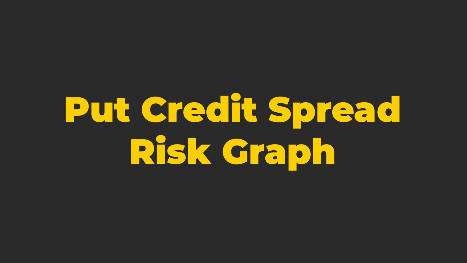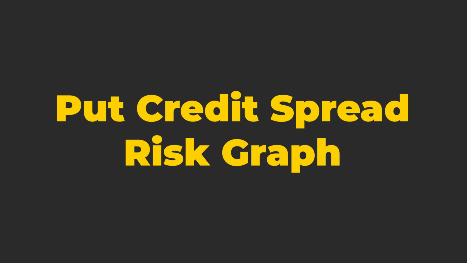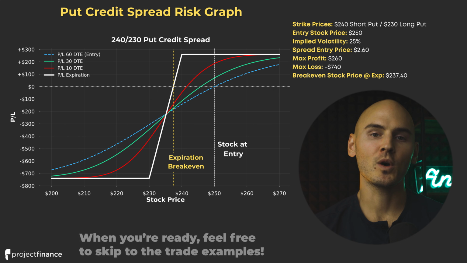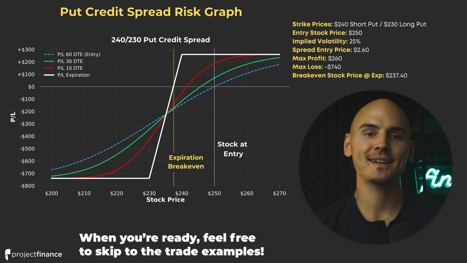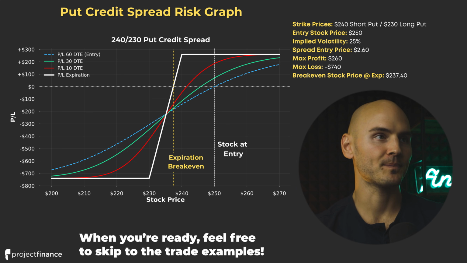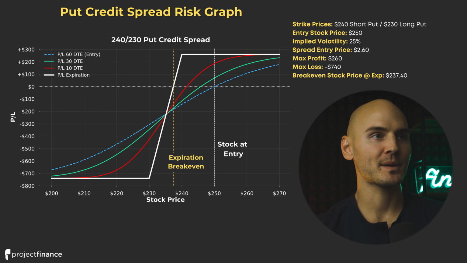Here is an example risk graph of a put credit spread. This simply shows us what we can make and what we can lose at various stock prices right now, in the future, and at expiration. In this example, we are looking at a put credit spread with strike prices of 240 and 230. So we are shorting the 240 put and we are buying the 230 put. The stock price at the time of entry is $250. The spread entry price was $2.60.